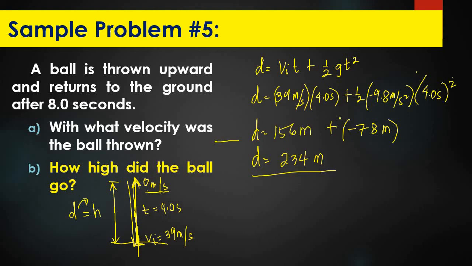156 meters. So, 156 minus 78, that is equal to 78. 78 meters. So, your height, therefore, is equal to 78 meters.